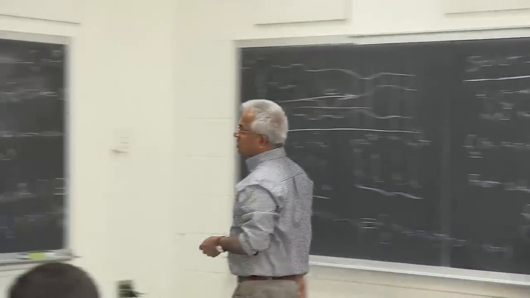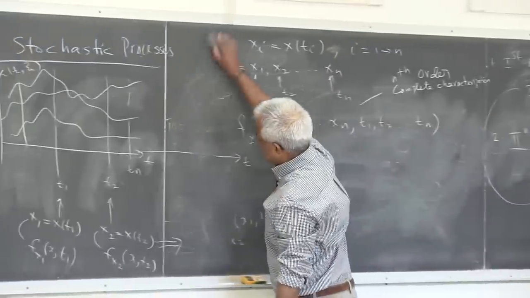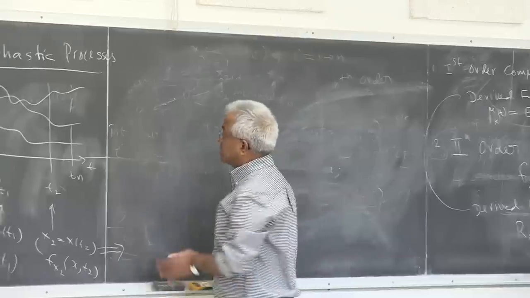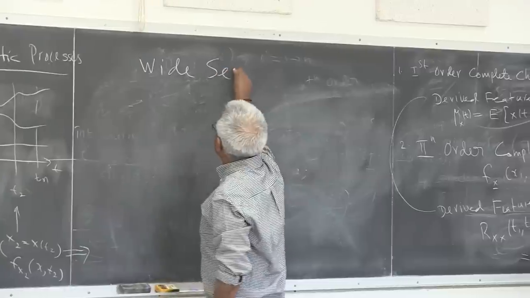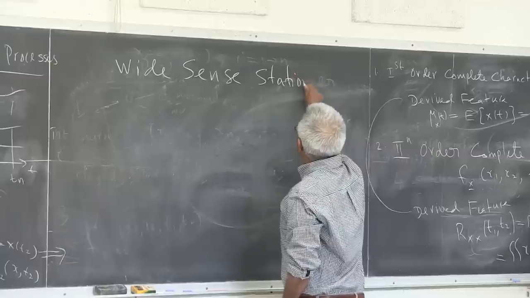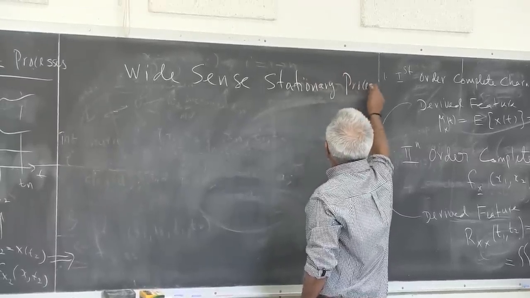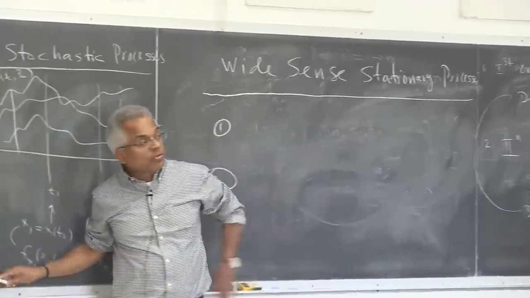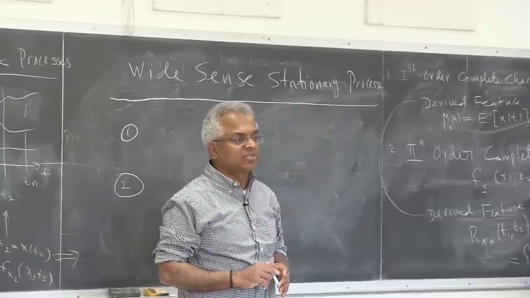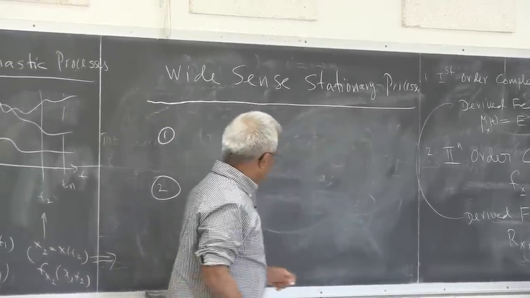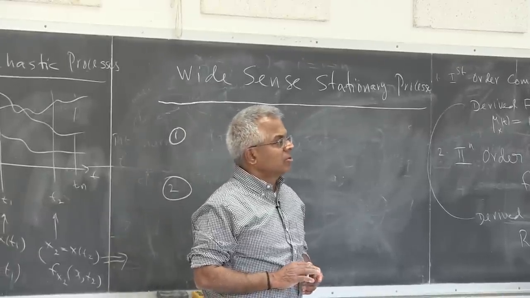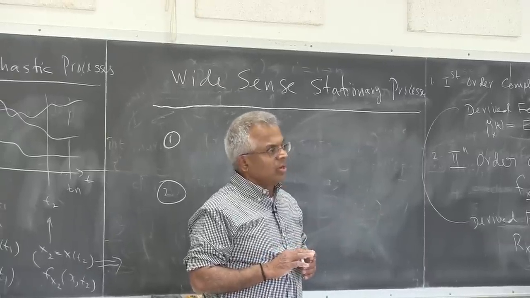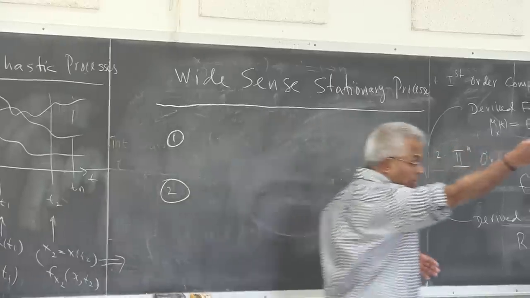So the other notion of stationarity is wide sense stationary processes. So remember what we are doing. We have strict sense stationarity, but that deals with the joint density functions. To lower our standards, or in other words, to come up with a definition which does not use the joint density function, then we can concentrate on the consequences.